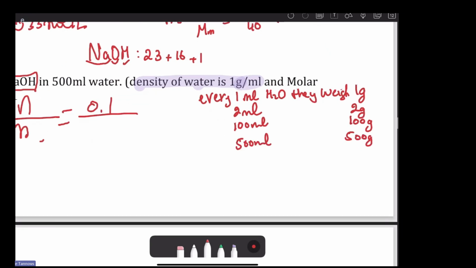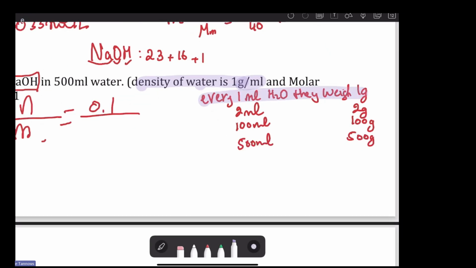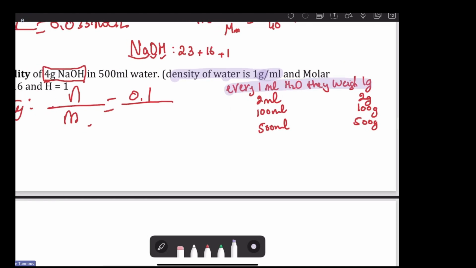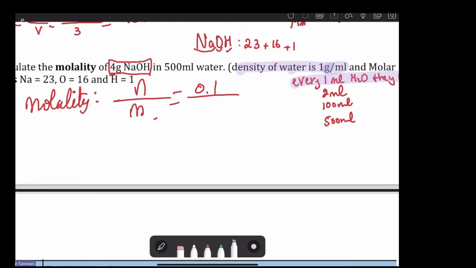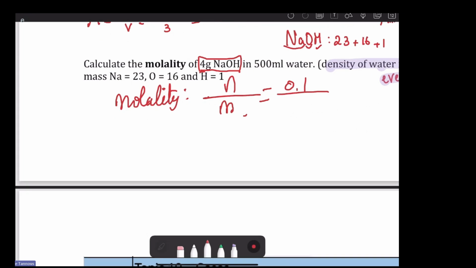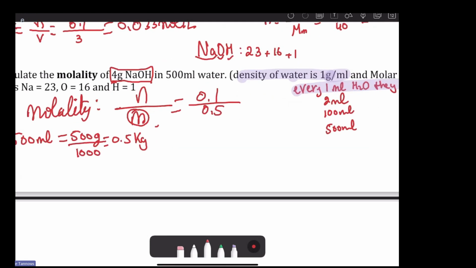In the exam, you need to mention this sentence. You need to say every 1 milliliter weighs 1 gram, or you can highlight that the density of water is 1 gram per milliliter. So this 500 milliliter is equal to 500 grams. However, the mass of the solvent must be in kilogram. So you divide by 1000 and the answer would be 0.5 kilogram. So 0.1 over 0.5, it is 0.2 mole per kilogram.